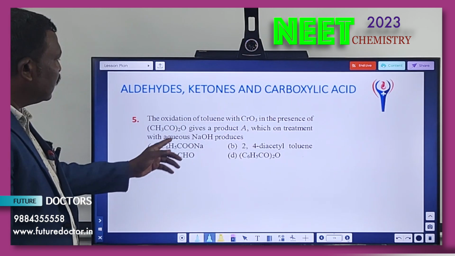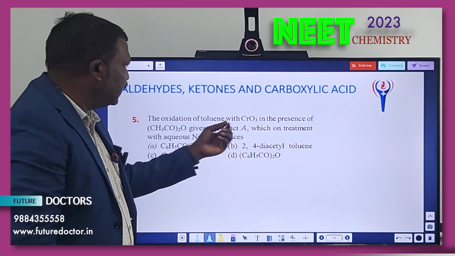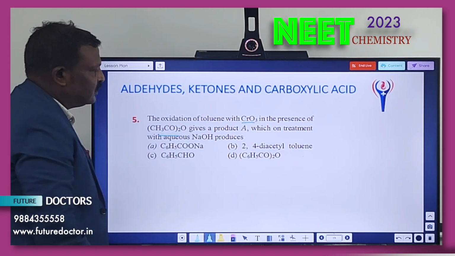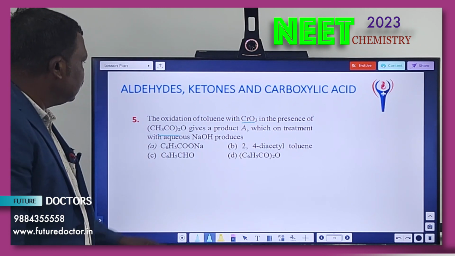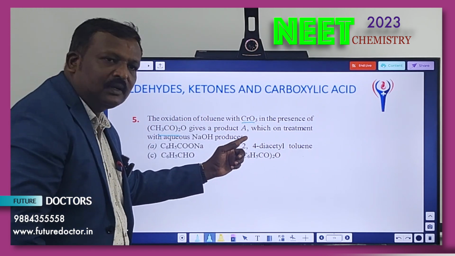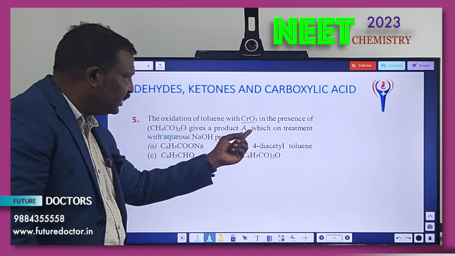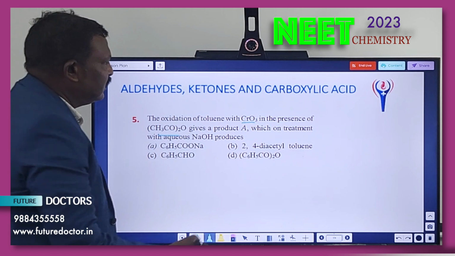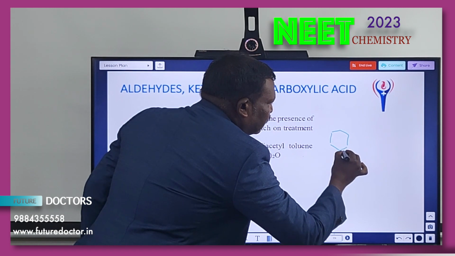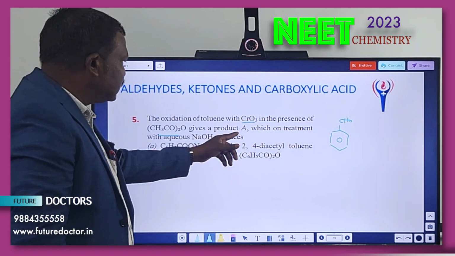Understood? Right. The oxidation of toluene with CrO3 in presence of CH3CO twice O gives a product A. If you see this, chromic oxide and acetic anhydride, you must know this is called the Etard reaction. In the Etard reaction, toluene becomes aldehyde. Toluene is aromatic, so automatically A is an aromatic aldehyde, which means benzaldehyde. Understood? The product A is benzaldehyde.